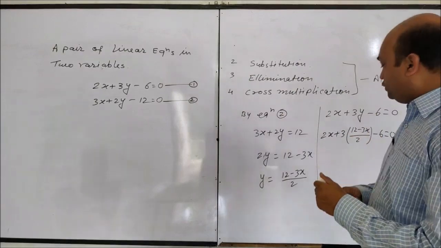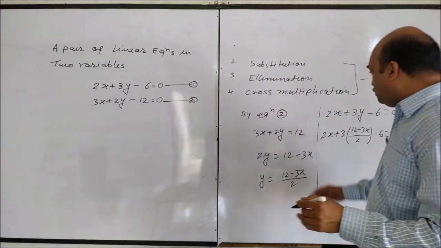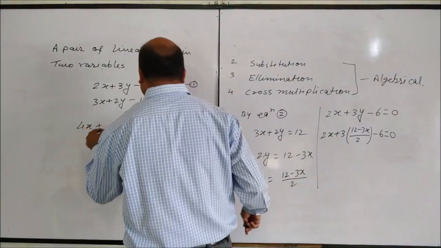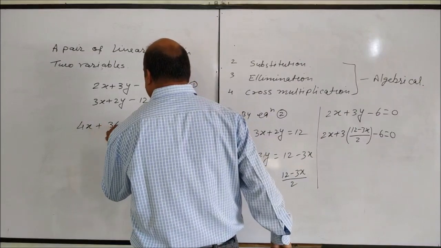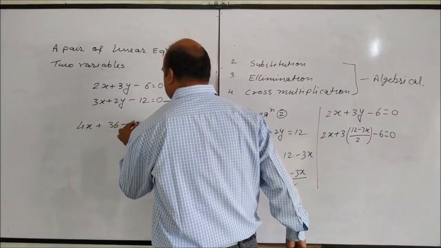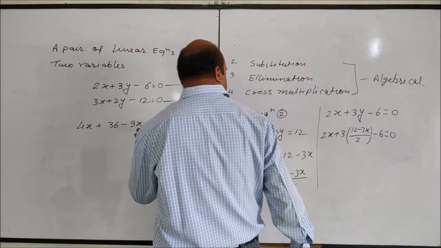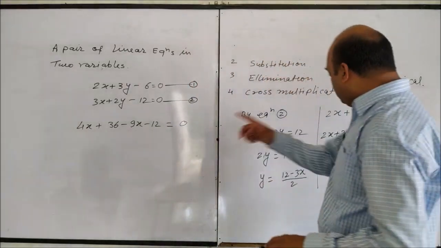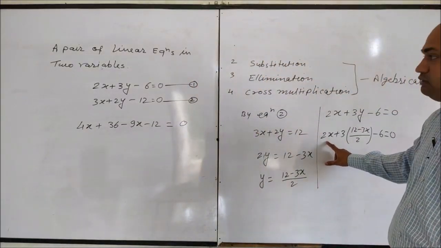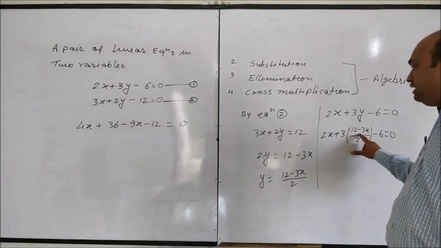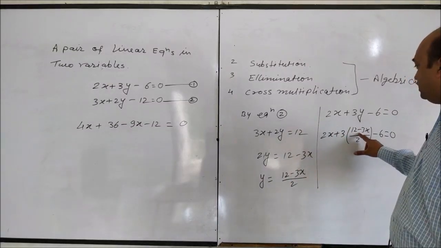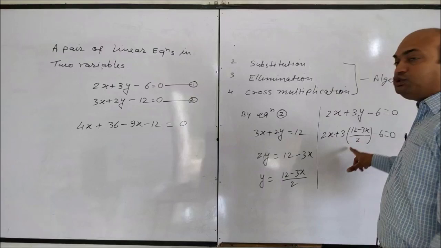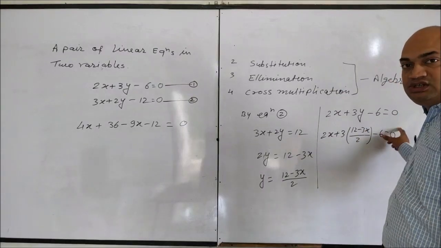We take 2 as LCM. It will be 4x plus 36 minus 9x minus 12 is equal to 0. When we take LCM 2 we multiply here, it will be 4x plus, this 3 we multiply inside, 12 3s are 36, minus 3 3s are 9x, and this 2 6s are 12, and we will get 2 in the denominator that we cross multiply to the 0, it will become 0.